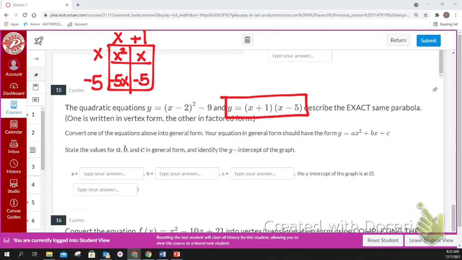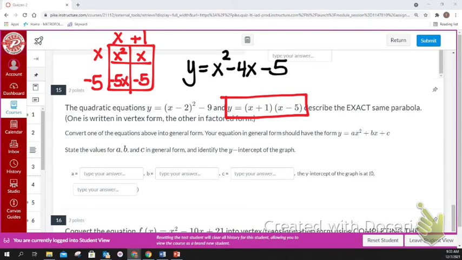So when you combine your like terms, your equation would be y equals x squared minus 4x minus 5. So what is A, B, and C? What is A? Now that it's in this format, you know A, B, and C. So what would A equal? 1. So you would type a 1 in this first box. What is B? -4. Don't put the X, just put -4. And then what is C?